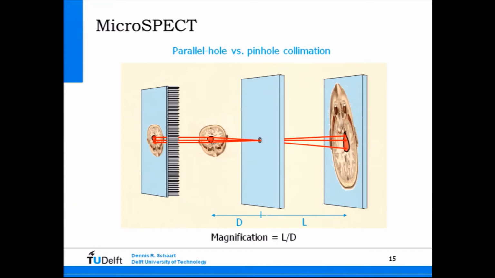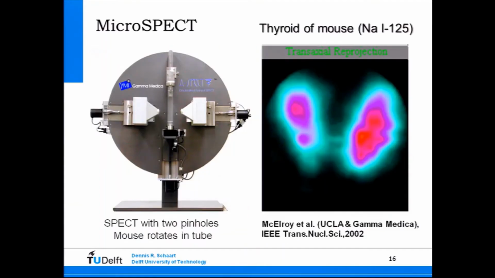This principle is used in several systems. This is one of the earlier devices where two pinholes with detectors behind them were looking at the object, the mouse here in the middle, and it was actually the mouse that was rotating in order to obtain projections from several different angles so that you could do tomography, and this is one of the images that was acquired with this particular system. Now, many of these systems have been built since, and progress has proceeded to obtain better and better images.